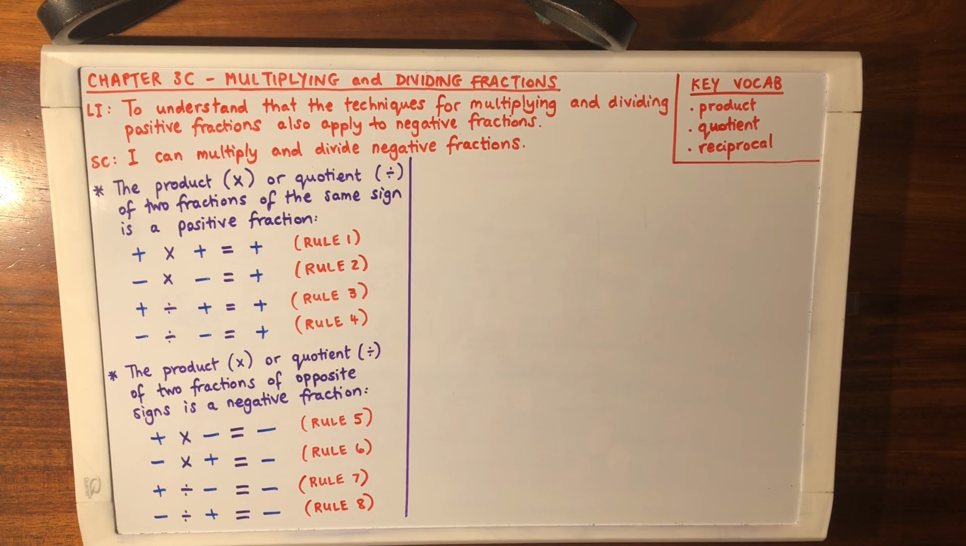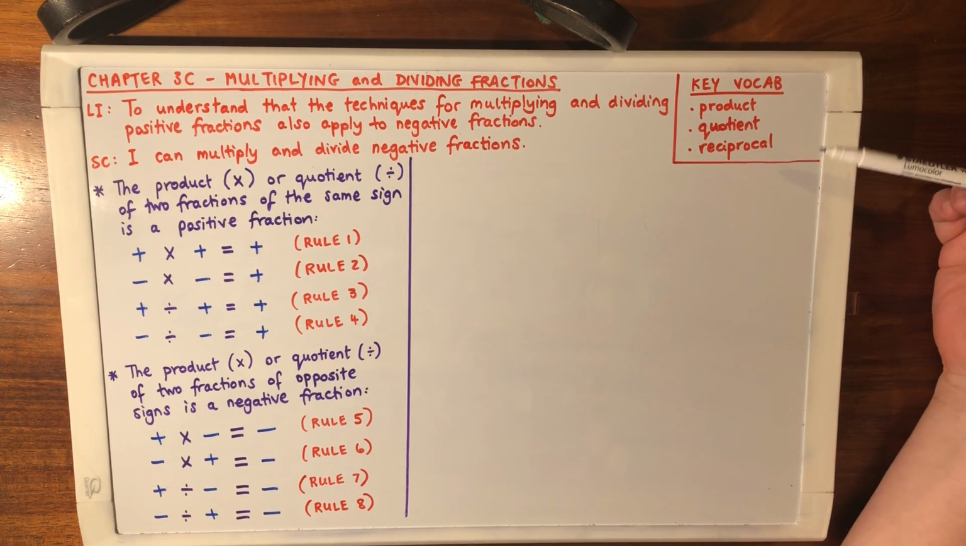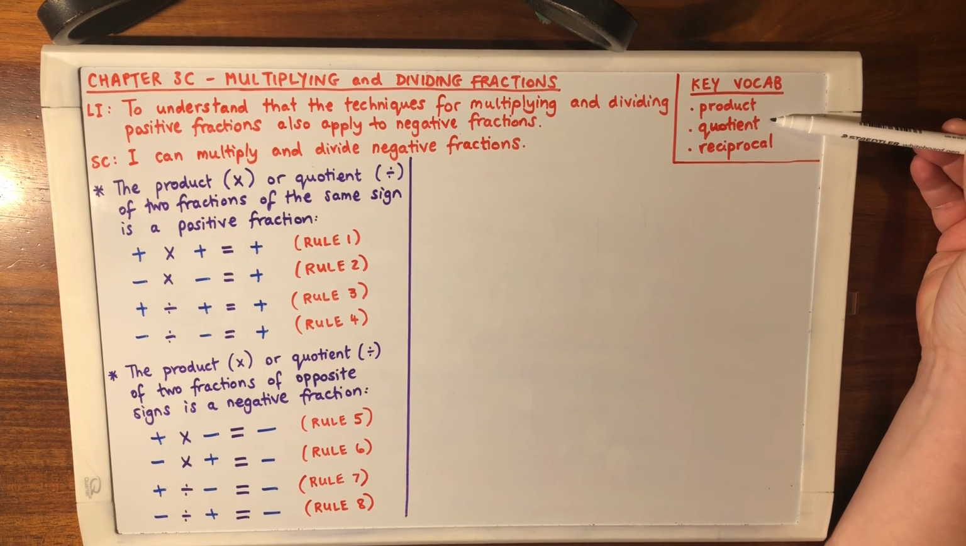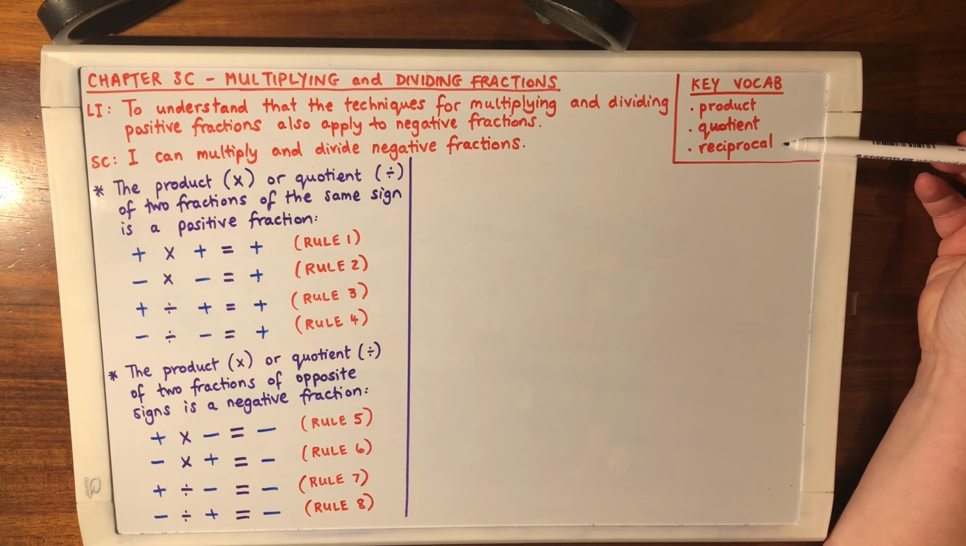Hi, Year 8s. Let's look at, again, Chapter 3C. This time we're looking at multiplying and dividing fractions. We have three key vocabulary words to work through today. The three words are product, quotient, and reciprocal.